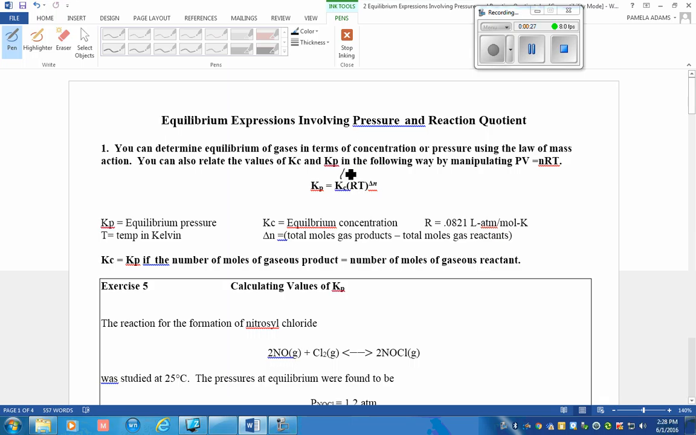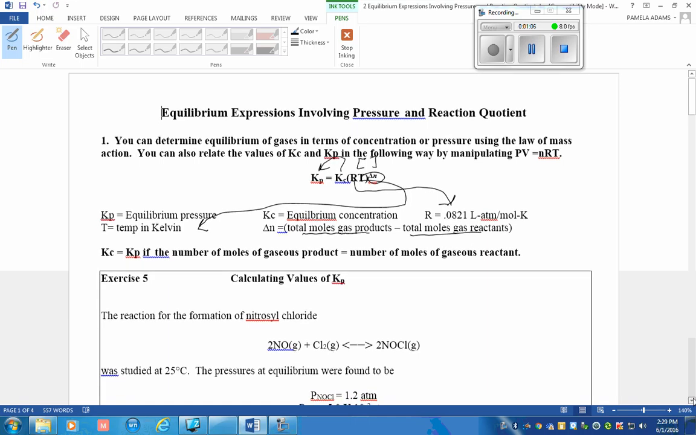If you know the equilibrium expression in terms of concentration, you can calculate the equilibrium expression in terms of pressure as long as you know the gas law constant, because that's what you would need, and the temperature. You recall that temperature must be in Kelvin, and you need to figure out the change in the number of moles. It's the moles of the gas products minus the moles of the gas reactants. Literally, all you do is total the coefficients on the product side of those species that are gases minus the total of those on the reactant side.